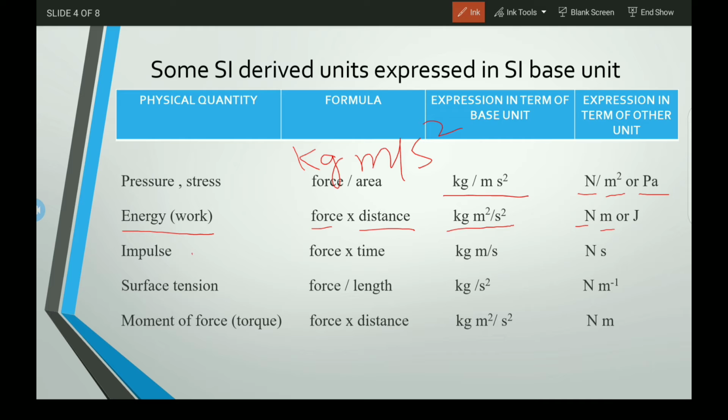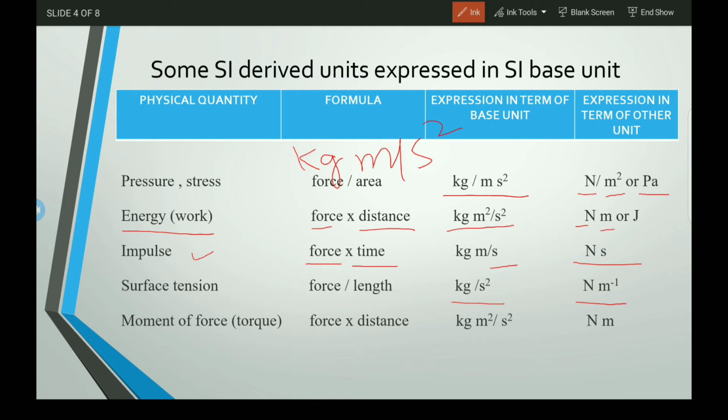Next quantity is impulse. The formula is force into time. And when kg meter per second square is multiplied by time, its unit becomes kg meter per second and the other unit is Newton second. Next physical quantity is surface tension. The formula is force upon length. When kg meter per second square is divided by length, its unit becomes kg per second square and the other unit becomes Newton per meter.